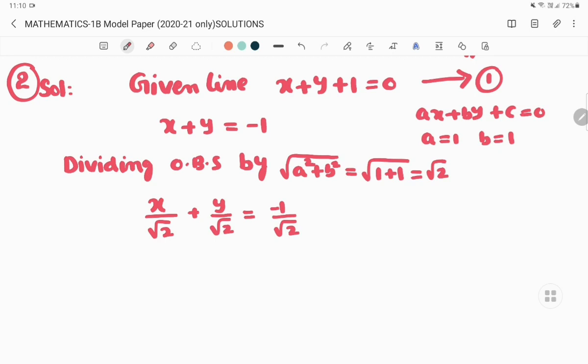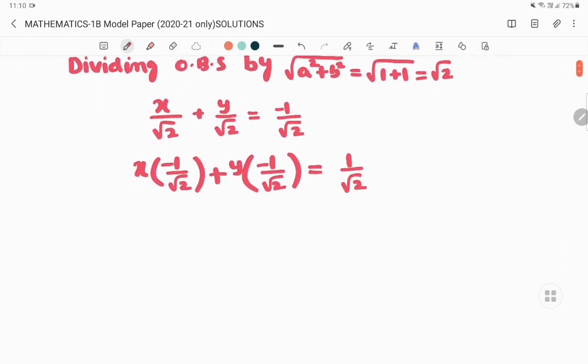We already discussed in the straight line chapter: whenever you convert from the general equation into the normal form, the RHS value should be greater than or equal to 0. Why? Because p represents perpendicular distance. Minus 1 by root 2 is there, so a minus value cannot be on the RHS. So multiplying throughout by minus, this equation becomes x into minus 1 by root 2 plus y into minus 1 by root 2 is equal to plus 1 by root 2.